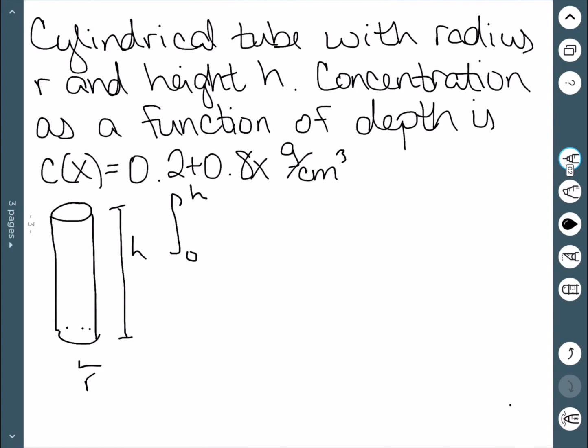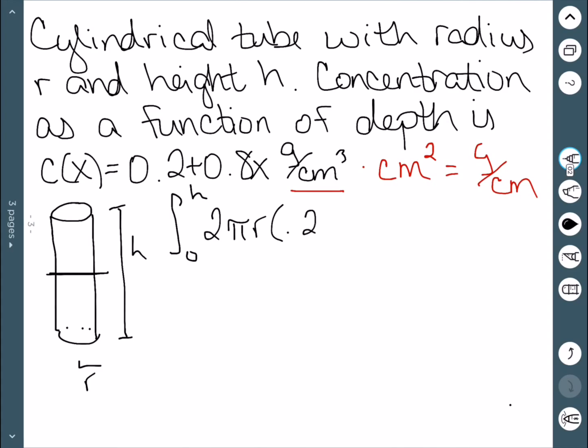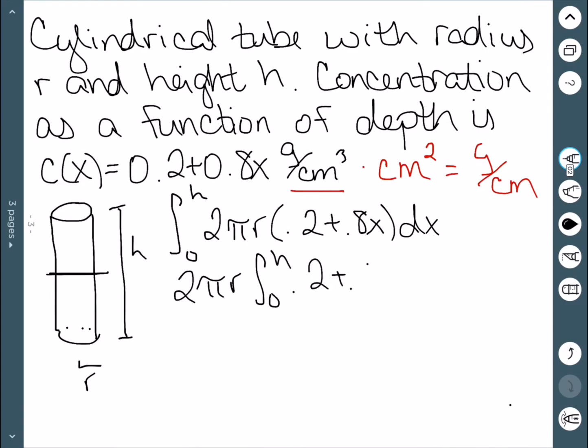However, you'll notice this concentration function is in grams per centimeter cubed. If I multiply by the area, which would be in centimeters squared, I would then get grams per centimeter, which is what I need. So we just need to multiply by the area. If I look at any given cross section, it is a circle, and the area of a circle is 2 pi r times our function c. I can pull constants out to make this a little bit easier to actually integrate.